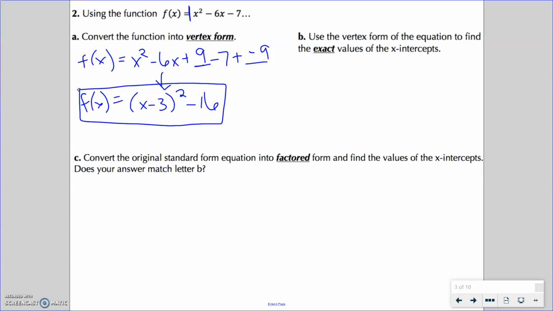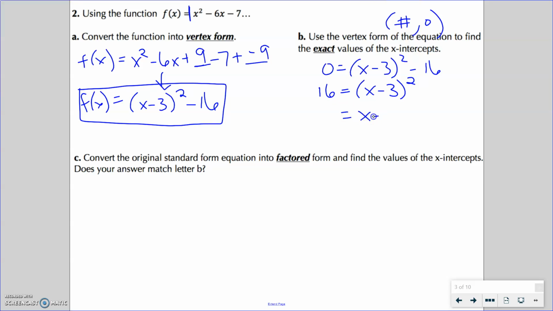Use the vertex form of the equation to find the exact values of the x-intercepts. So remember, x-intercepts are a number, comma 0. So I'm plugging in 0 for y, or in this case, plugging it in for f of x. Here's what's different with this one. In factored form, you set each factor equal to 0. When it's in vertex form, you literally just solve. So first thing I'm going to do is add 16 to both sides. Then I'm going to take the square root of both sides.